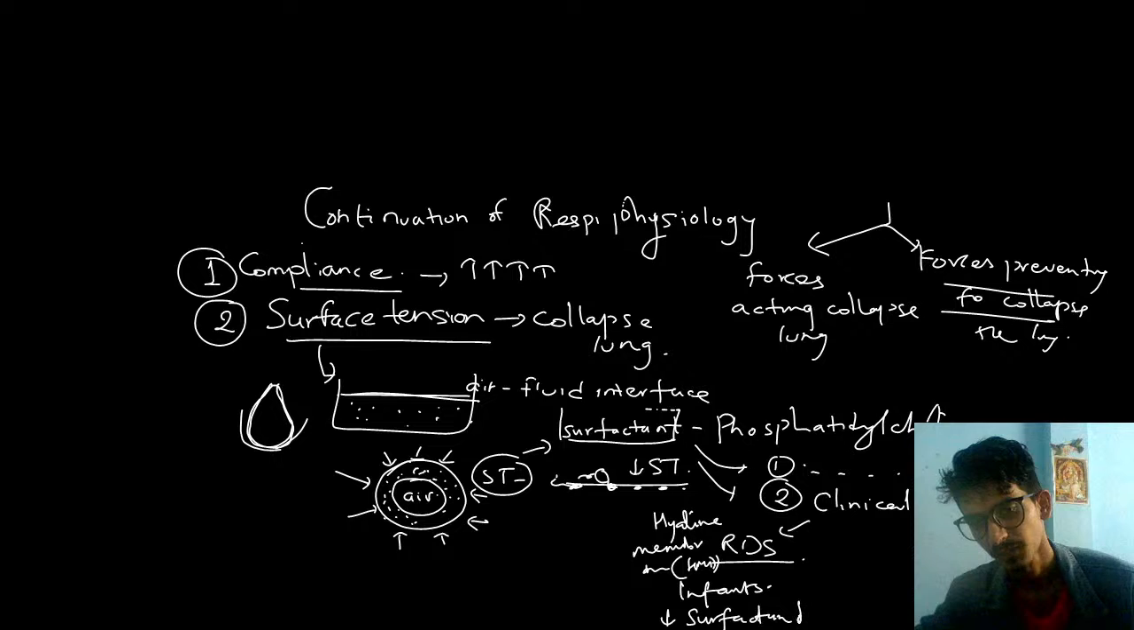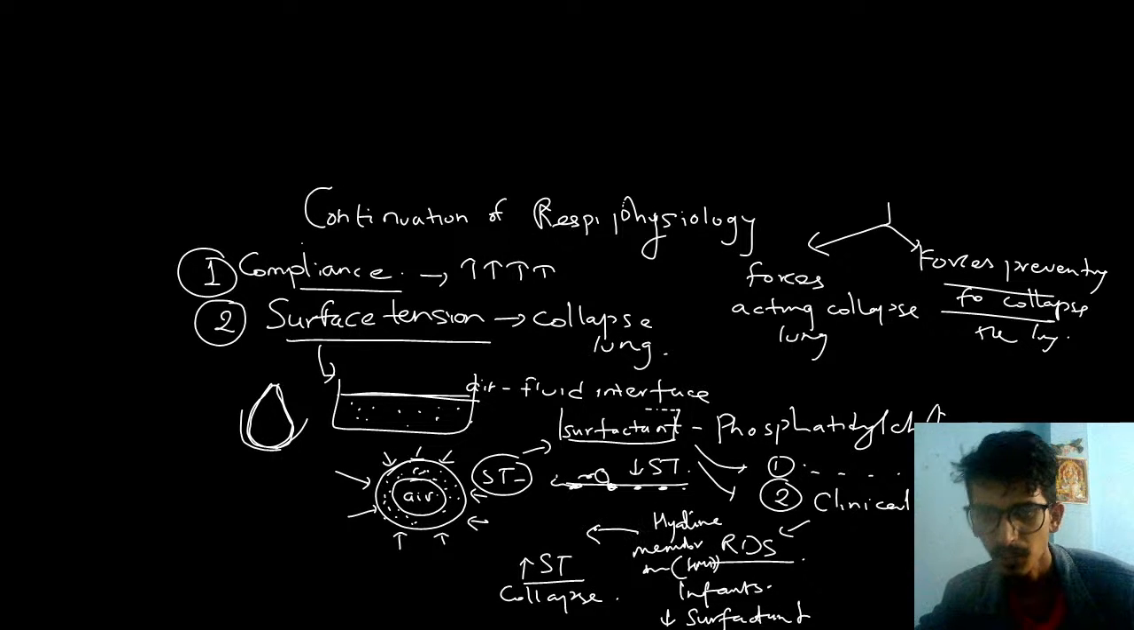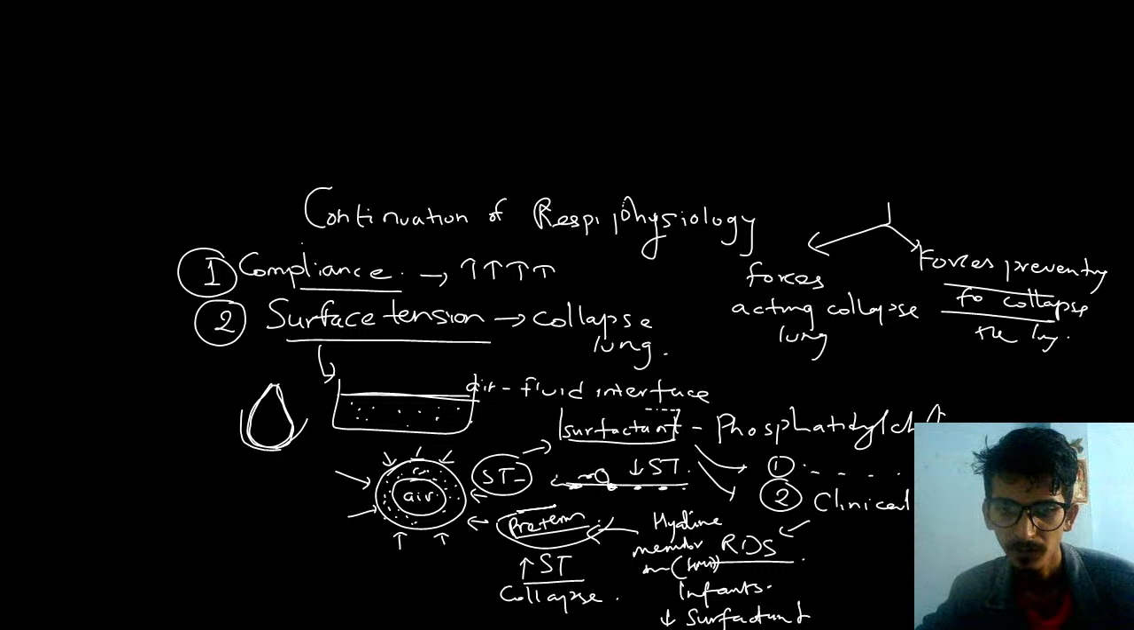When there is less surfactant, there will be more surface tension, and thus the lungs tend to collapse. This is a disease which happens in infants born preterm, because if the child is born before the lungs develop the surfactant, then the alveoli tend to collapse and the surface tension increases.